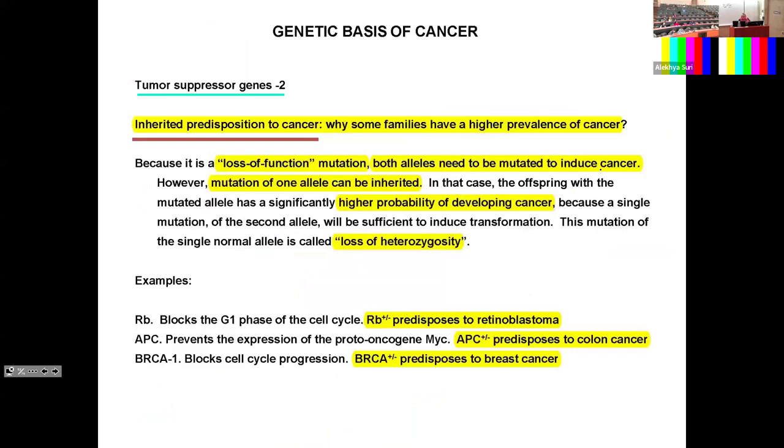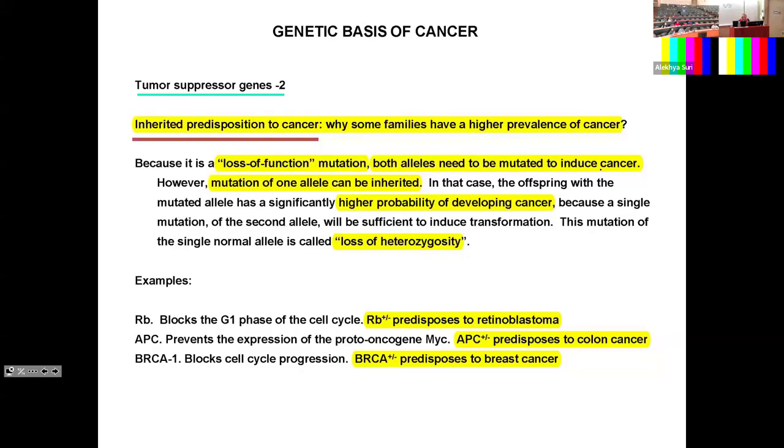Another concept that I want to introduce is what they call loss of heterozygosity. I will give you an example, but the situation is this. That is inherited predisposition to cancer. This is why some families have higher prevalence of cancer. If there is a loss of function mutation in both alleles, right, then you have higher probabilities of developing cancer. And from the perspective of genetics, it is called loss of heterozygosity.